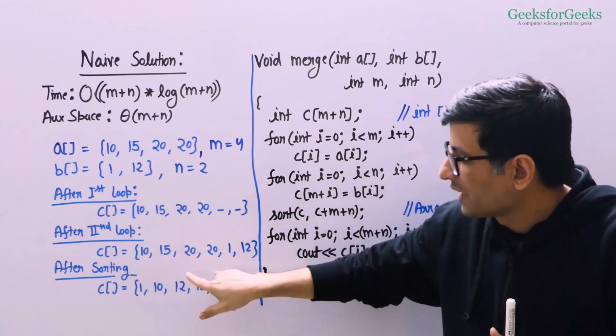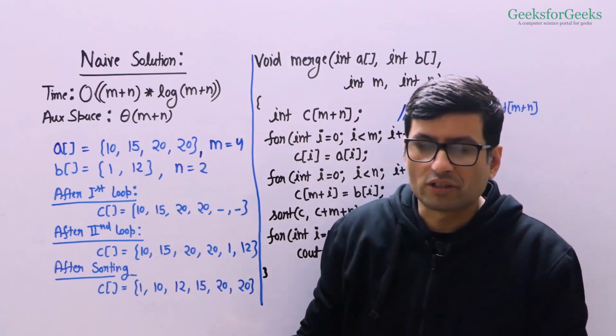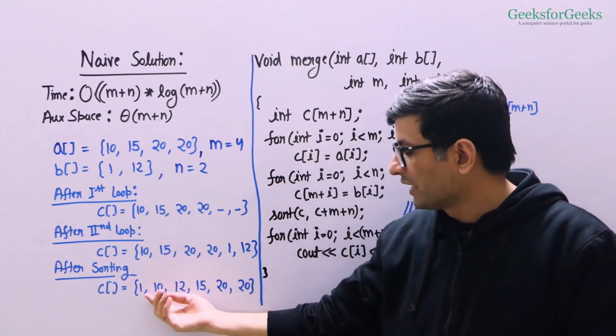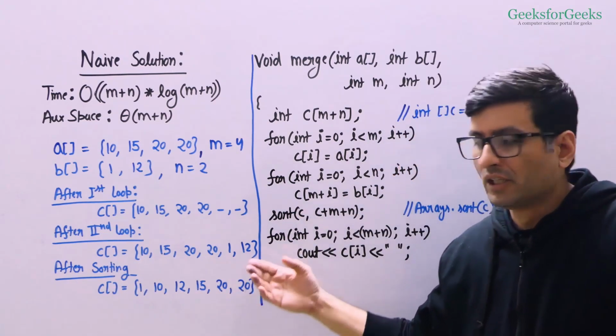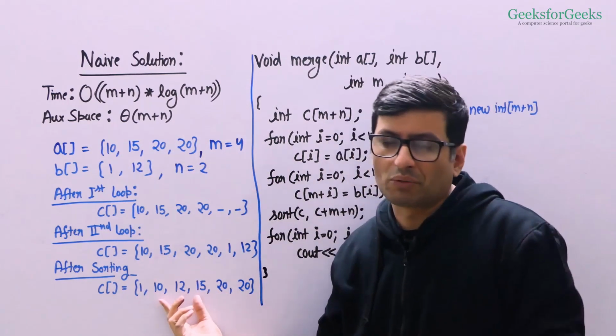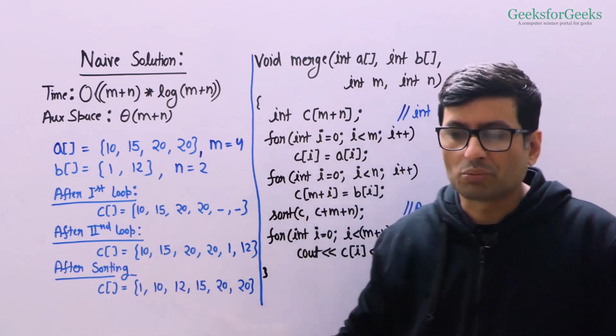So our C array now contains both array elements, but they are not in sorted order. So what we do simply, we call the sort function on C array and we get the elements in sorted order. So we have all the elements of A and B in sorted order in array C, and that's what we wanted. So we can simply traverse through array C and print it. So we'll get the output.